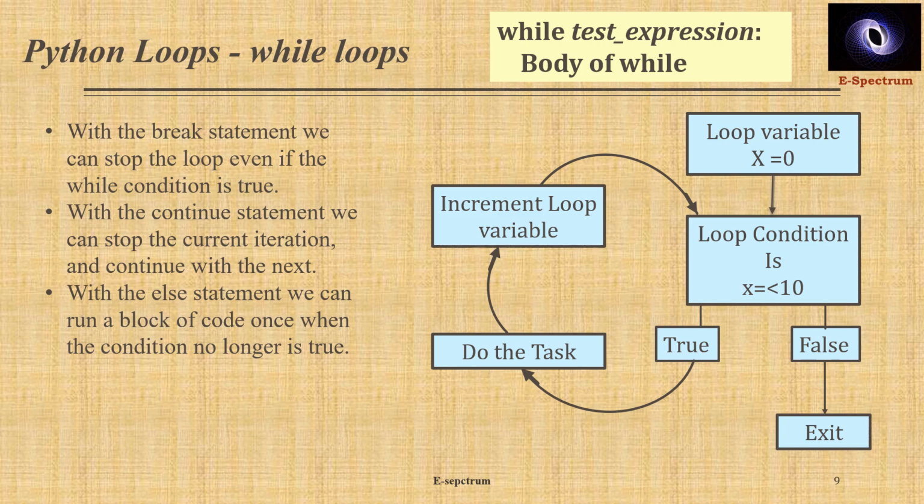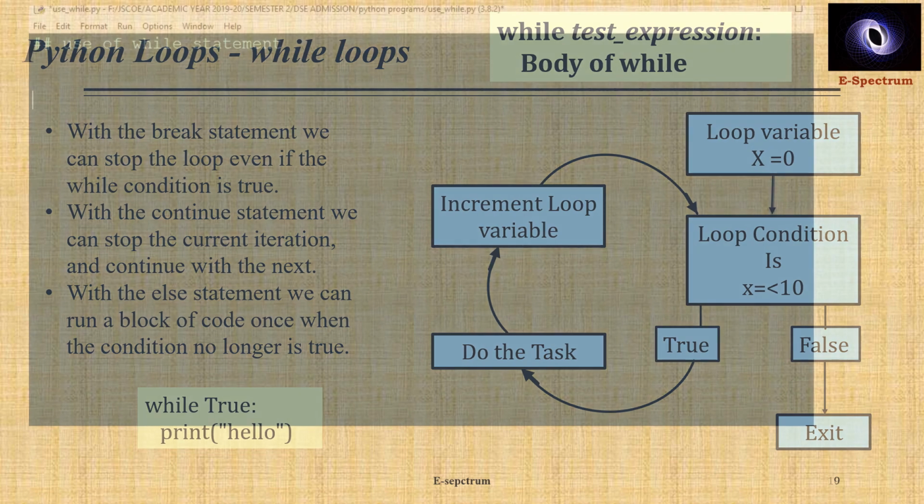With the else statement, we can run a block of code once when the condition is no longer true. So there are variations of the while loop. Let us see the infinite loop. If I want to build one, I give the condition while True, which means it is always true. So your program is infinitely printing hello. This is an example demonstration of an infinite while loop.